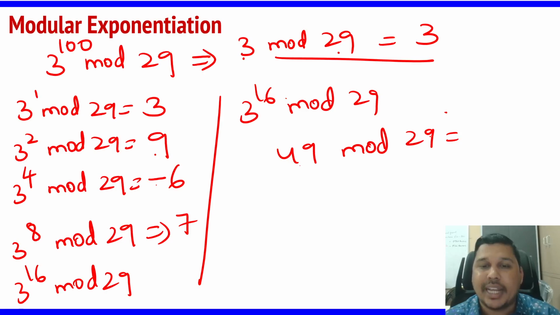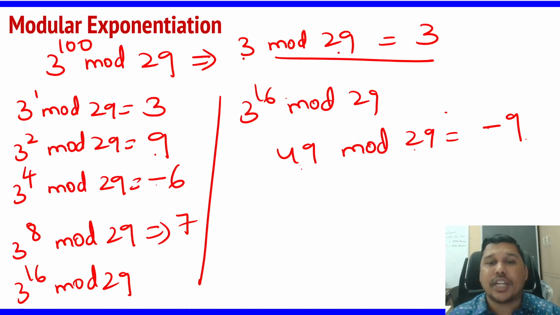Here you find out what is 49 mod 29. One value is 20, the other value is minus 9. How minus 9? See, 29 into 2 is 58. 58 minus 49, if you do, is 9, so minus 9. So this value becomes minus 9. Right? Next.